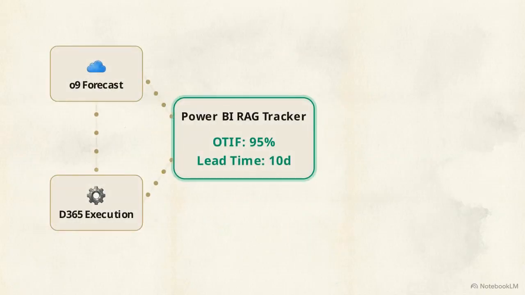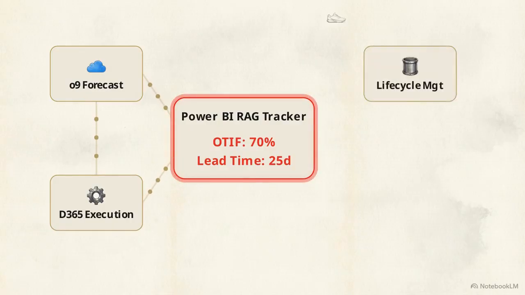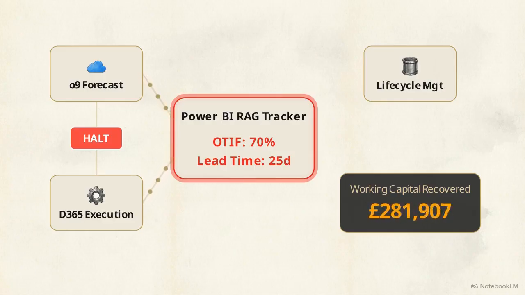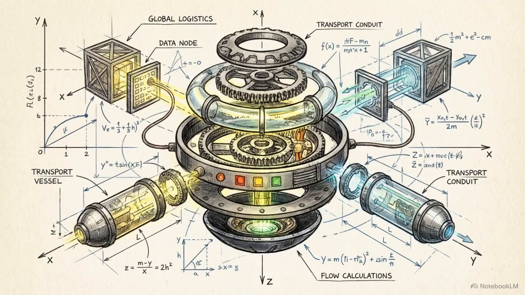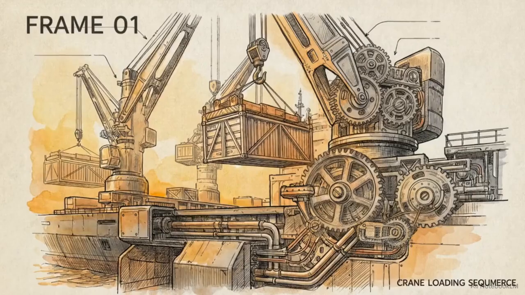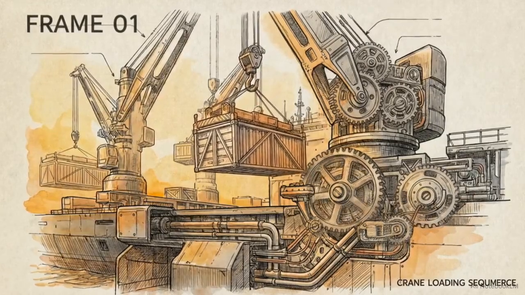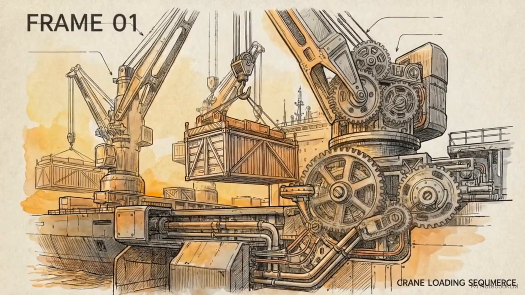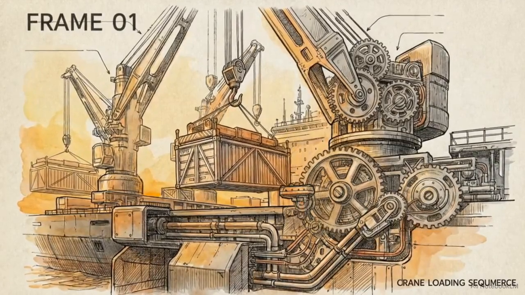This flowchart shows the complete picture. O9 forecasts and D365 master planning logic feed data into a Power BI RAG tracker. When lead times or OTIF drop, the tracker isolates risk. Categorizing life cycles and halting end-of-life buys recovers working capital. Enterprise planning requires an exact mathematical understanding of system rules, but executing those rules successfully relies on the relentless, data-driven alignment of physical market realities with the architecture of the system itself.